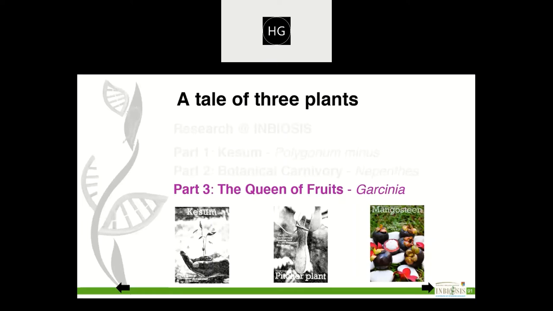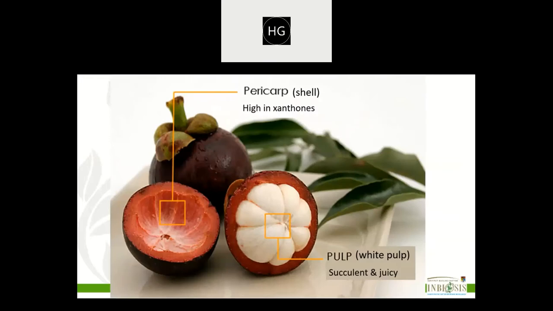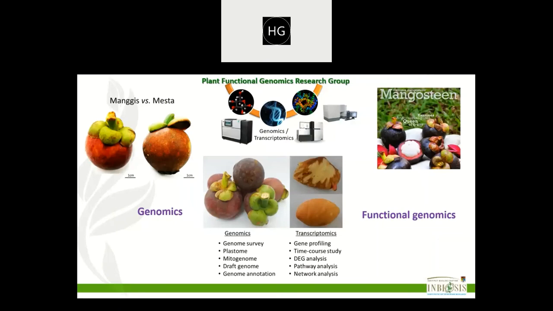So Garcinia is mangosteen. Mangosteen is the queen of fruit and everyone loves it because of the unique, slightly sour taste. And we actually have the genomic and functional genomic work done on mangosteen. In Malaysia, we have a common mangosteen called manggis, and also the mesta, which is preferred because the flesh is crunchier. And the difference is in the shape. One is round, one is more oblong.